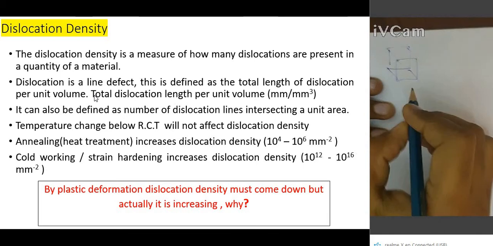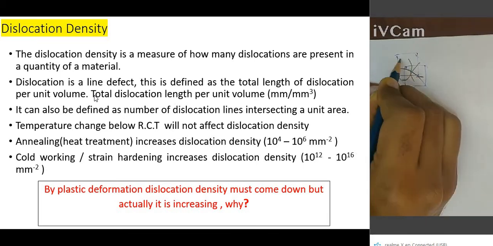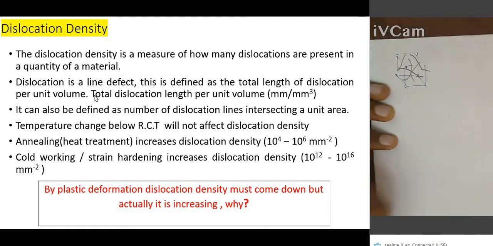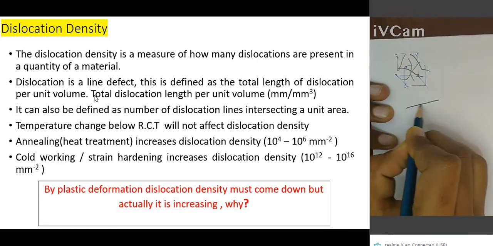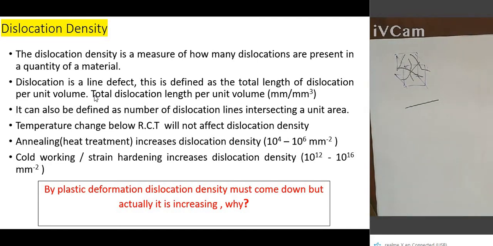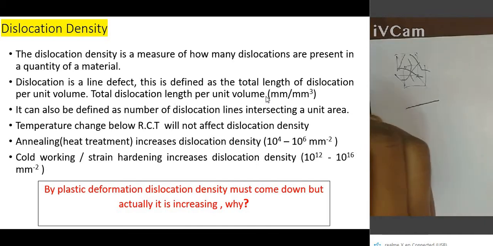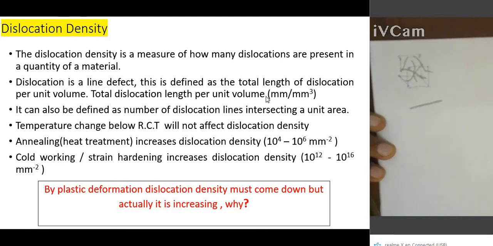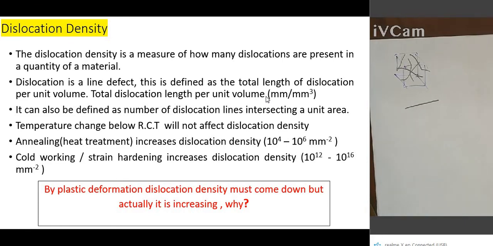Okay, so we have dislocation lines. There are different dislocations, and dislocation lines are there. For a particular dislocation line, we can measure the dislocation length. The total length of all the dislocation lines present in a quantity of one mm cube, that means one unit volume of material, is called dislocation density. So the total dislocation length per unit volume of material is called dislocation density. It's not the length of a single dislocation line, it is the total length of all the dislocations present in a unit volume of material. That is the dislocation density.